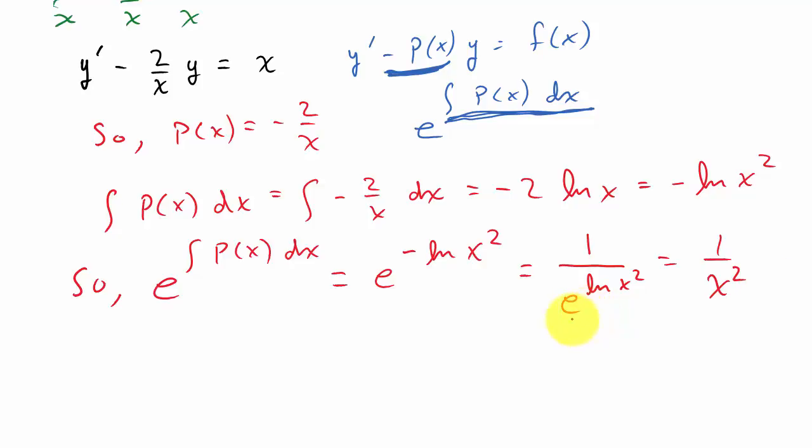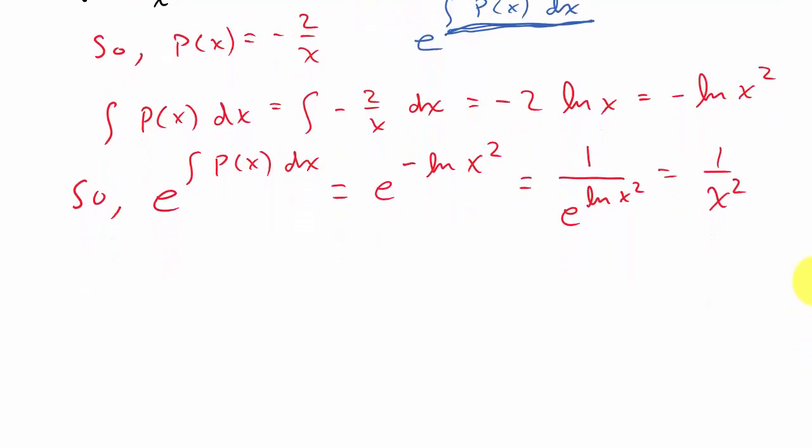If you remember, the base here is e and the base of natural log is e, so when those are the same, by your logarithmic properties, your answer is just what you're taking the log of, which is x squared in this case. Alright, so we found our integrating factor. This is our integrating factor.